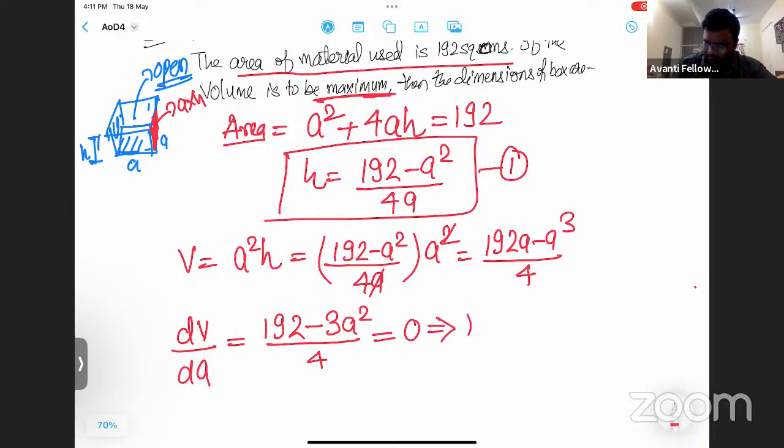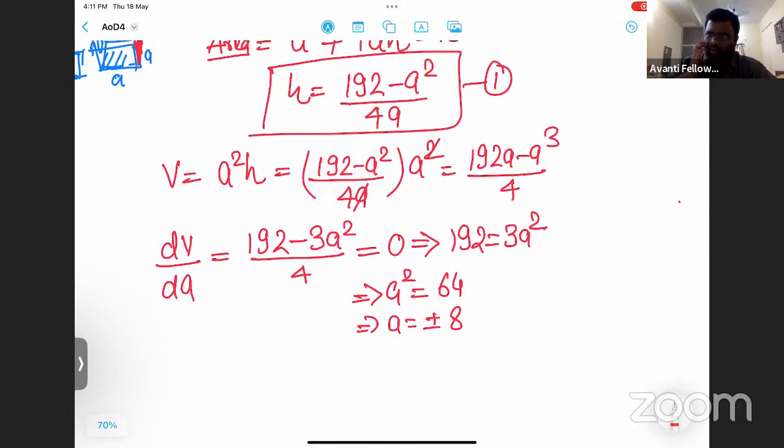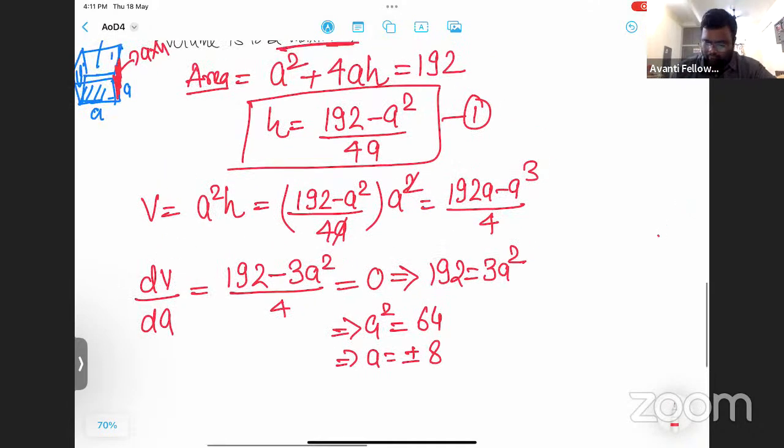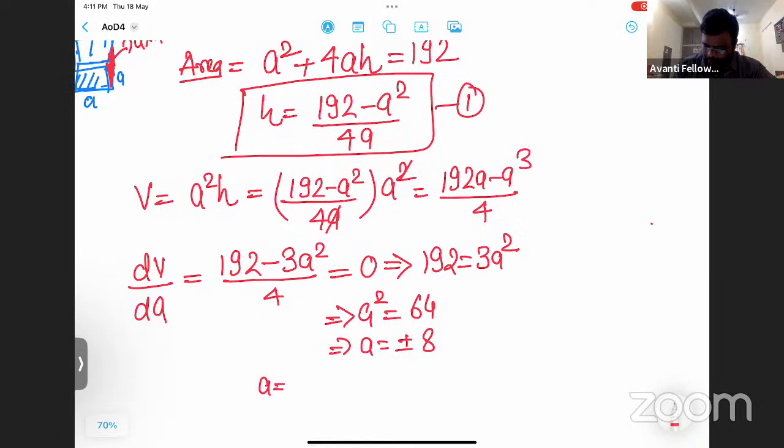Simplify it. 192 is equal to 3A square. A square is equal to 64. This implies A is equal to plus minus 8. Now, obviously, the side has to be positive only, because a box with a negative side does not make any sense, right? So we'll simply take A is equal to 8.